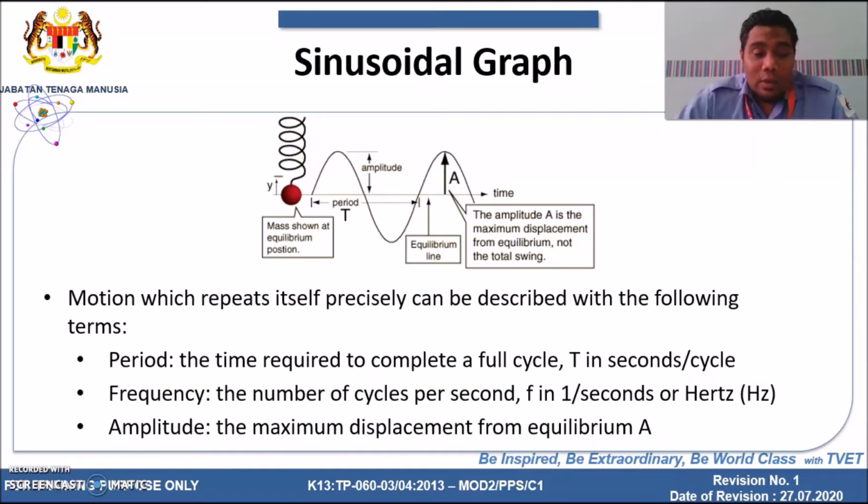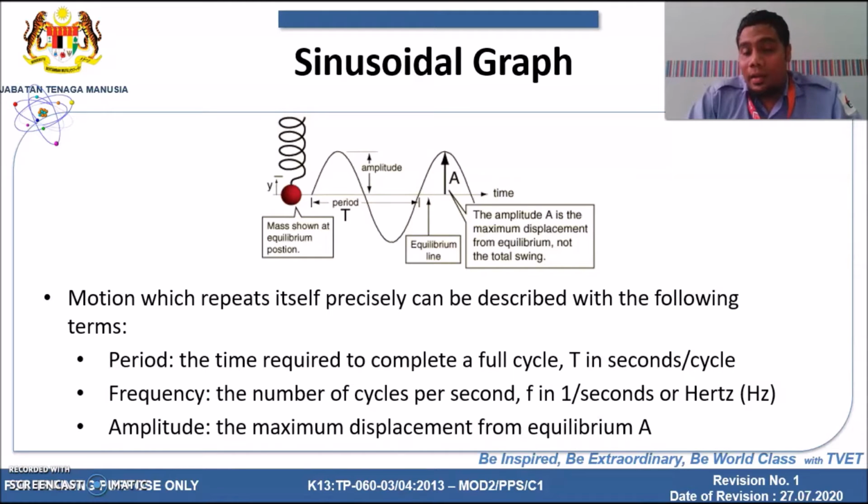Okay, another value that we can measure from this periodic motion is frequency. Okay, frequency is the number of cycles per second. In one second, how many complete cycles can it make? Go, turn back, go back. From one point it moves, turns back. Okay, how many times in one second? If in one second there are 5 cycles, that is its frequency.